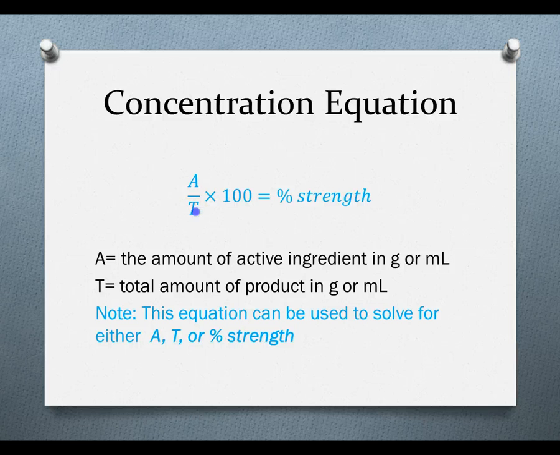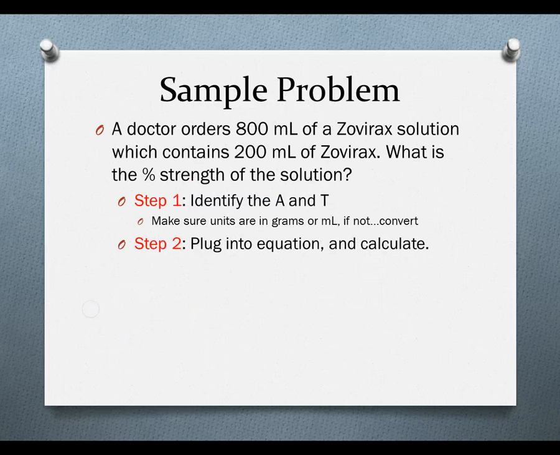So let's go ahead and take a look and see what that looks like. The first problem we're going to do says a doctor orders 800 mLs of a Zovirax solution which contains 200 mLs of Zovirax. What is the percent strength of the solution? So here, the first thing that we do when we see these problems is we're going to take a look at our units. I have a unit of mL as well as another unit of mL. That goes by my golden rule of grams or mLs only. So for this particular problem, we do not have to convert.